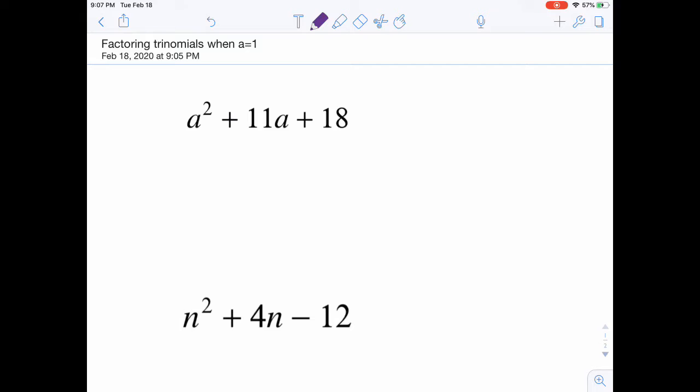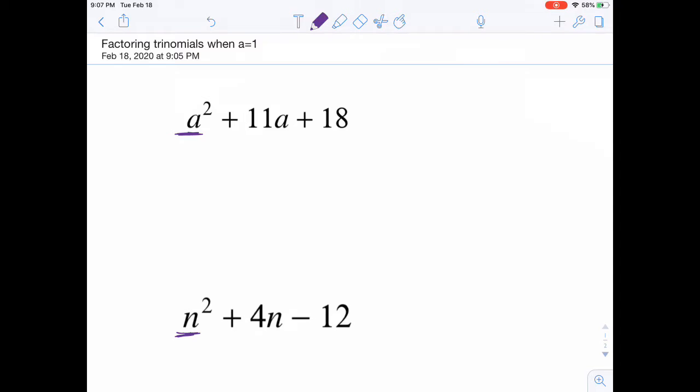In this video we're going to talk about factoring trinomials when our a term is equal to 1. Now, what I mean by this is the a term, my a value, is the coefficient of my squared term. So in this case, both examples here, there is no coefficient, which means that it's default 1.